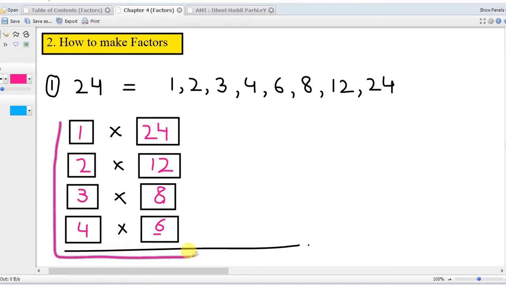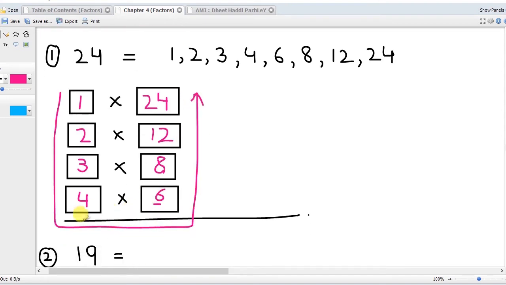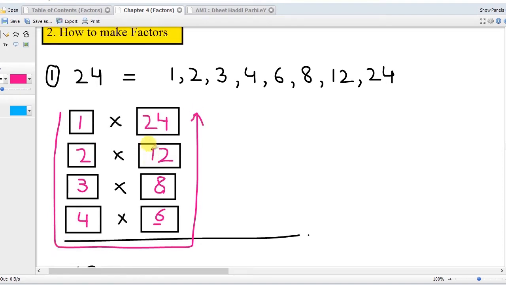So the moment you come to know that the numbers are repeating, there is no need to write it below, like 6 times 4 is 24, then 8 times 3 is. You can stop there, and you're getting the other half of the factors there, right?